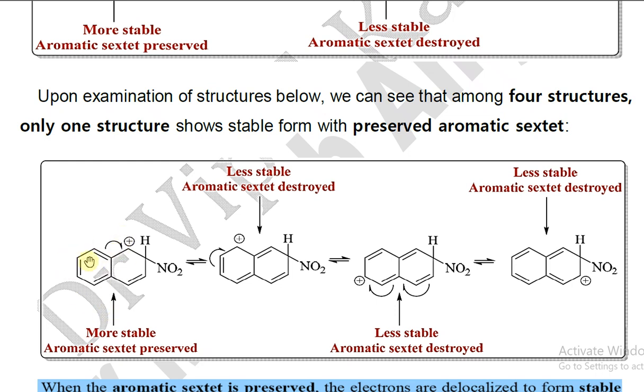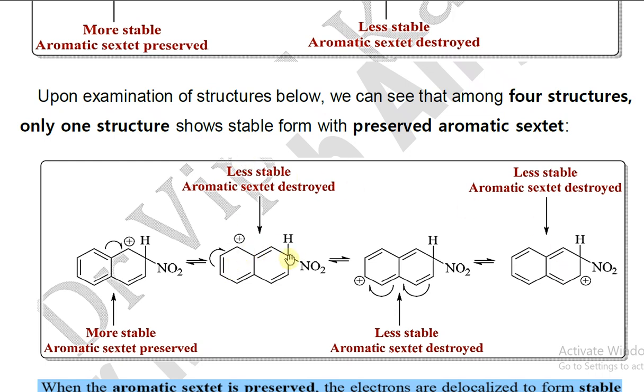This one has an aromatic system, and the aromatic system is destroyed here. If we make the second resonance structure, it is without an aromatic system. This one is without an aromatic system, and the third resonance structure is also without an aromatic system. For the fourth resonance structure, if this comes to here and this comes to here, the positive charge will come here. So we have 1, 2, 3, 4 resonance structures.